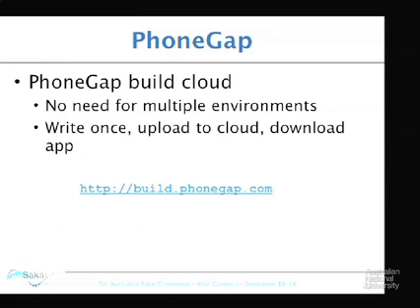PhoneGap comes with a build cloud, so you can write your code once. You don't have to have five different computers. You don't even have to have a Mac if you're developing a Mac application. You can write your code, upload it to the build cloud, and it will create an Android, Windows, I think Palm, and an iOS app for you, and you can download it and do whatever you want with it.